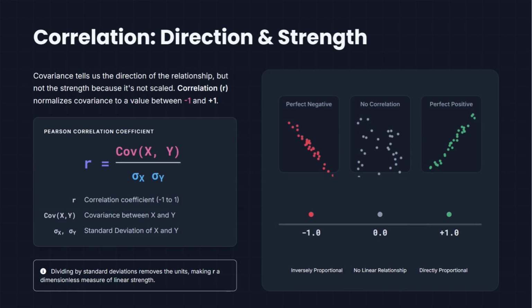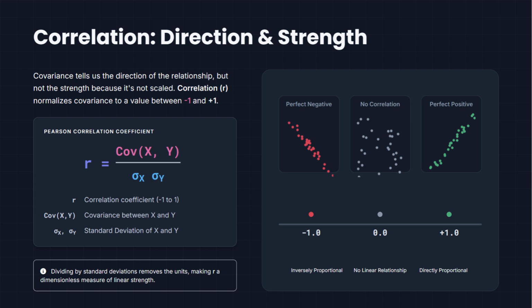Covariance is good for direction, but it doesn't tell us how strong the relationship is. That's why we use correlation. Correlation, also called Pearson's R, normalizes covariance so the value is always between -1 and +1. The formula is R equals cov(x, y) divided by the standard deviation of x multiplied by the standard deviation of y. Because we divide by the standard deviations, the units disappear and R becomes very easy to understand.